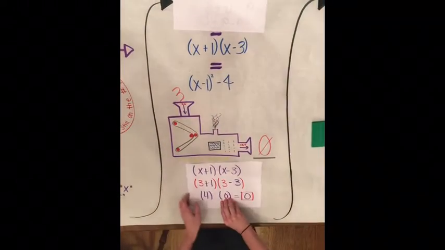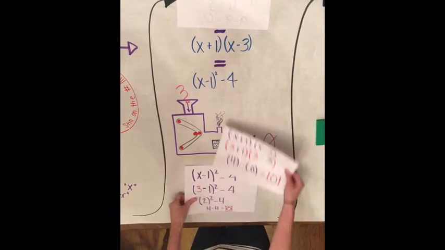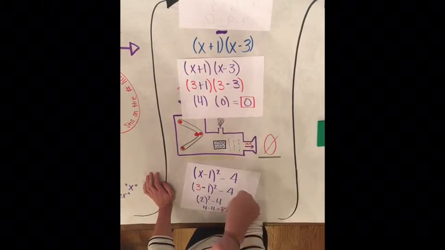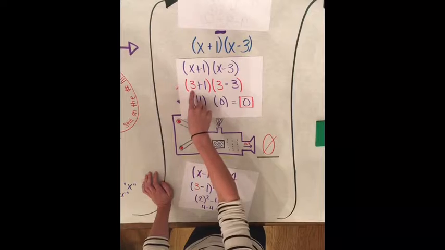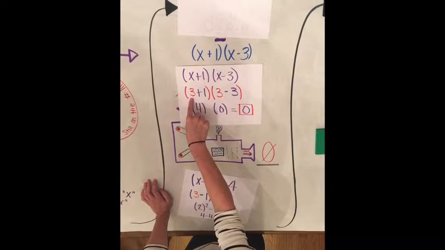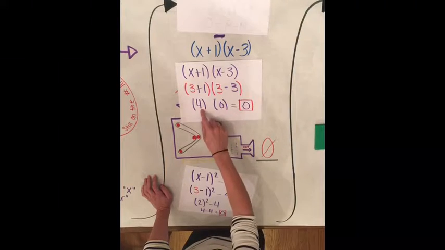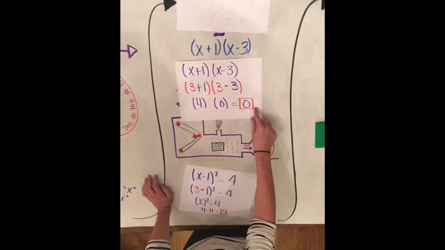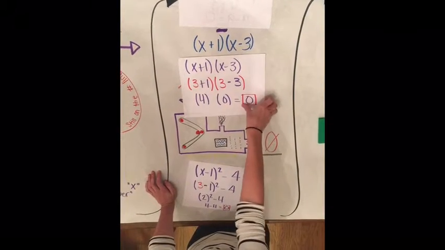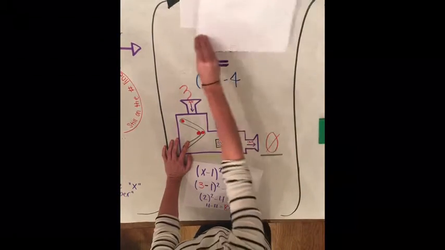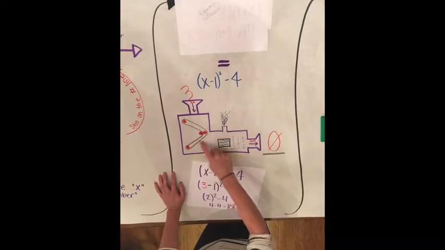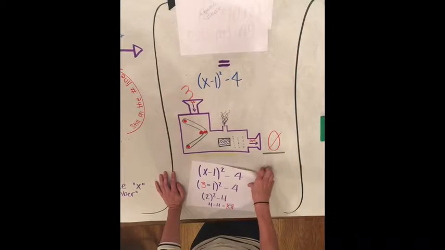Next, we'll look at x plus 1 times x minus 3. We take the same number and plug in where x is. 3 plus 1 times 3 minus 3 gives us 4 times 0, which gives an output of 0. And the same thing happens as we put in 3 and it gives an output of 0.